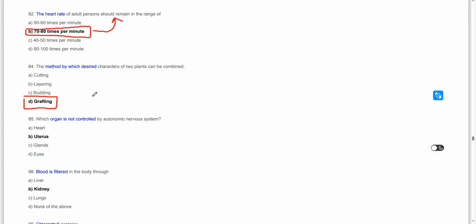Grafting is the process by which it can be obtained. Which organ is not controlled by the autonomic nervous system? Uterus. The uterus is not controlled by the autonomous nervous system.